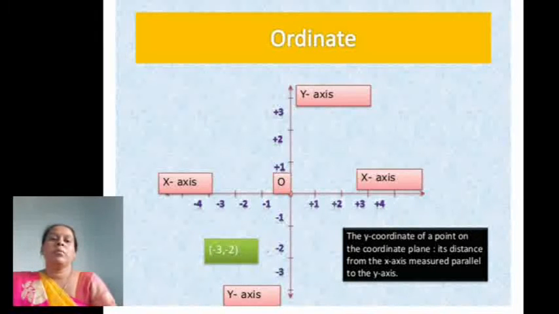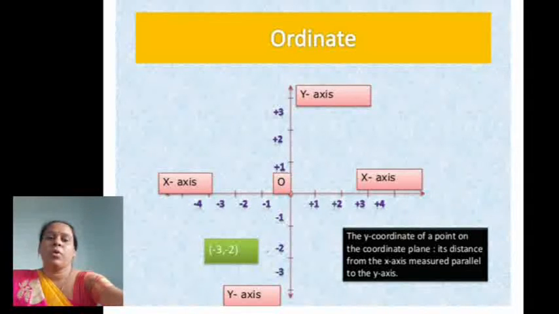The second term is ordinate. Ordinate means distance of a point from the x-axis. Means if you consider this point -3, 2, then the distance of this point from this x-axis is called the ordinate, and the other name of ordinate is the y coordinate. It is also known as y coordinate.